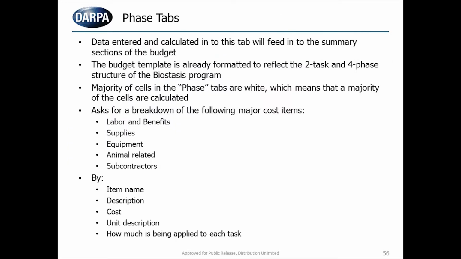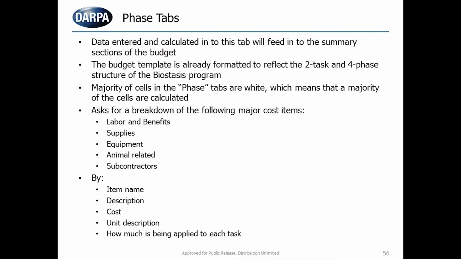So now we will talk about the phase tabs. As I mentioned before, you will spend a majority of your time working with the phase tabs. They definitely may seem complicated and intimidating at first, and my goal here is to emphasize that they are easier to use than they might seem. So note that a majority of the cells are white, which means that a majority of the cells are calculated. So once you've set up the template to reflect the specific structure of your project, it's just a matter of applying effort, quantity, or cost to each subtask, and then the spreadsheet will do the rest.